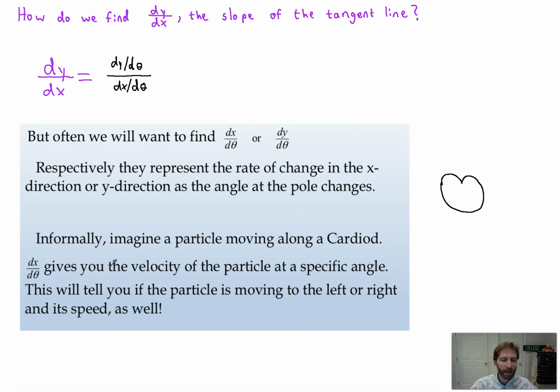And so dx d theta gives you the velocity of the particle at a specific angle. So let's say we're out here at an angle like 5 pi over 6, and we're moving this way. So we've got a tangent line going like that, but dx d theta, let's say, is negative. That means we're moving to the left. Dy d theta would be negative in this case. We're moving down. That gives you the rate at which we're changing at this instant at a certain angle.